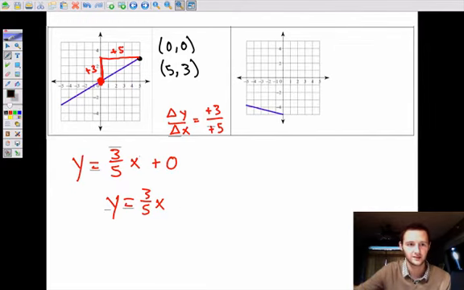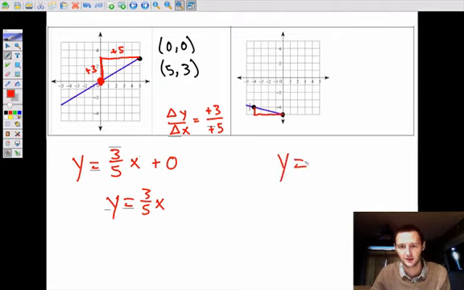Alright, in this next one, we've got a point right here. We've got a point right there. For this one, I'm just going to do it this way. I'm not going to worry about the whole change in y over change in x thing. We've got a y-intercept here at -5, so we're going to have a -5 on the end of this equation.